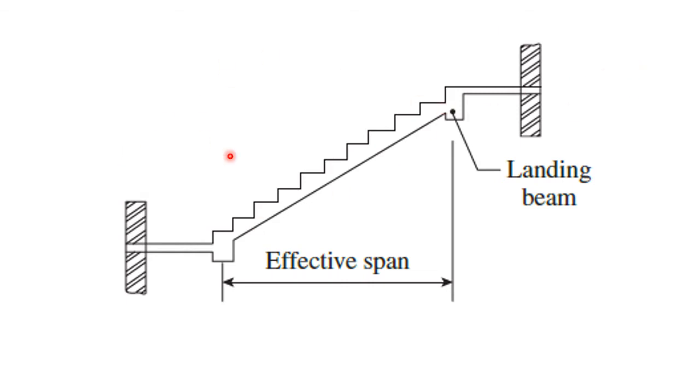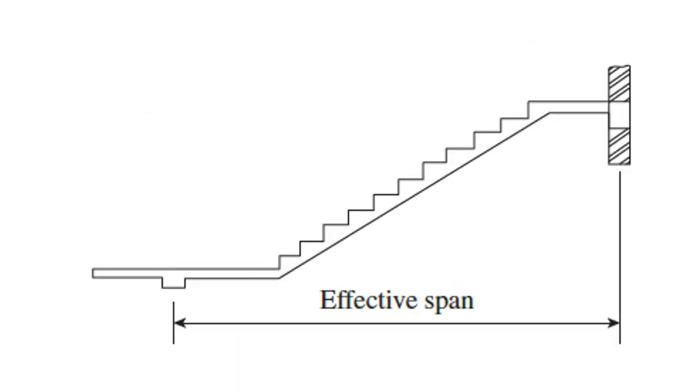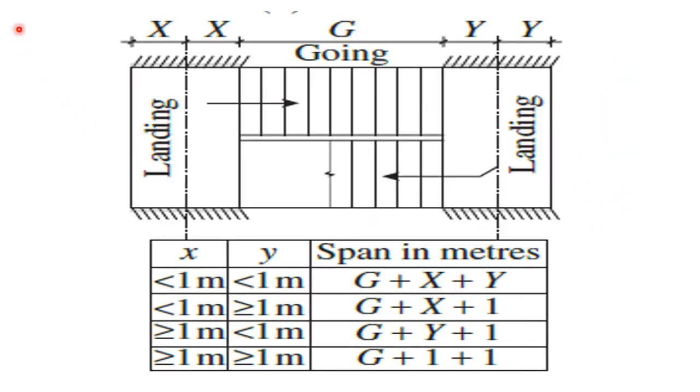For example, in this beam the stair is provided exactly with the help of a landing beam. Therefore, from the center of this landing beam to the center of this landing beam we call it the effective span. If you see this diagram, there is no landing beam exactly at the beginning of the staircase as well as at the end of the staircase. So what they have done is they have taken the effective span from the center of the landing beam which is provided in the landing slab to the center of the support of one more landing slab. So that is how we have to do it.